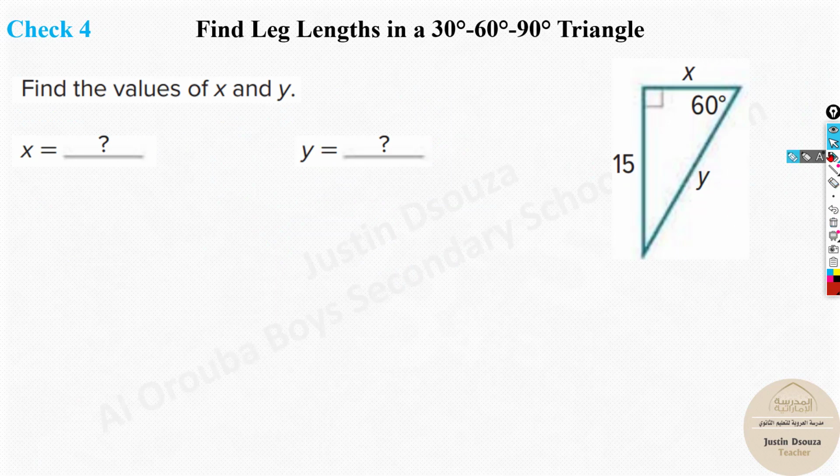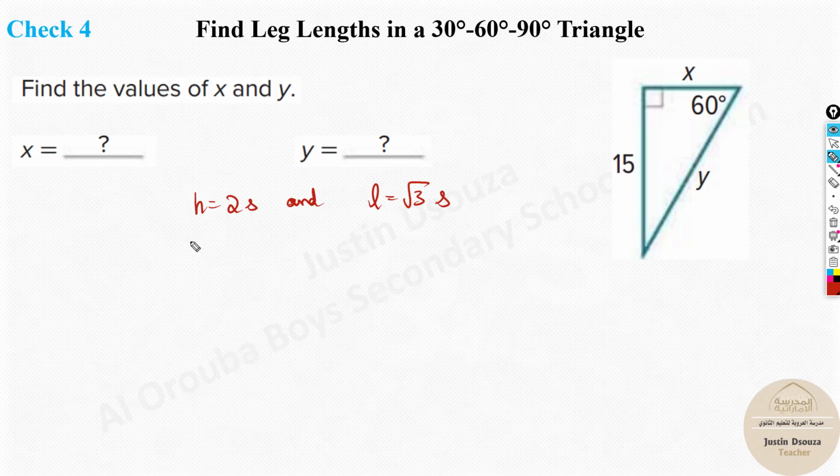Let us do this quickly. Please pause the video and try it by yourself, and then you can check the answers. Now let me write it. Hypotenuse is always 2 times the shortest distance, and the longer side would be equal to root 3 times the shortest distance S.